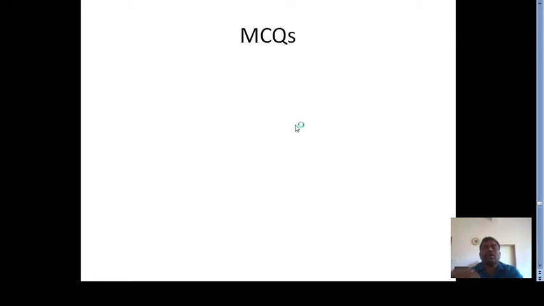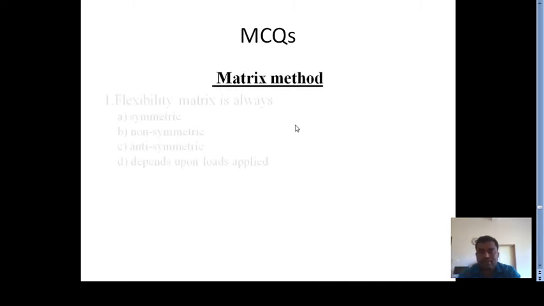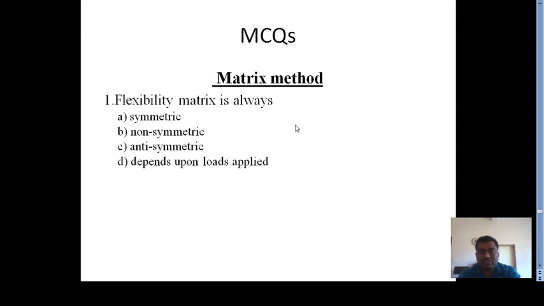Then the multiple choice questions for this session are on the matrix method. First question: the flexibility matrix is always, option A, symmetric; B, non-symmetric; C, antisymmetric; D, depending upon the load applied.